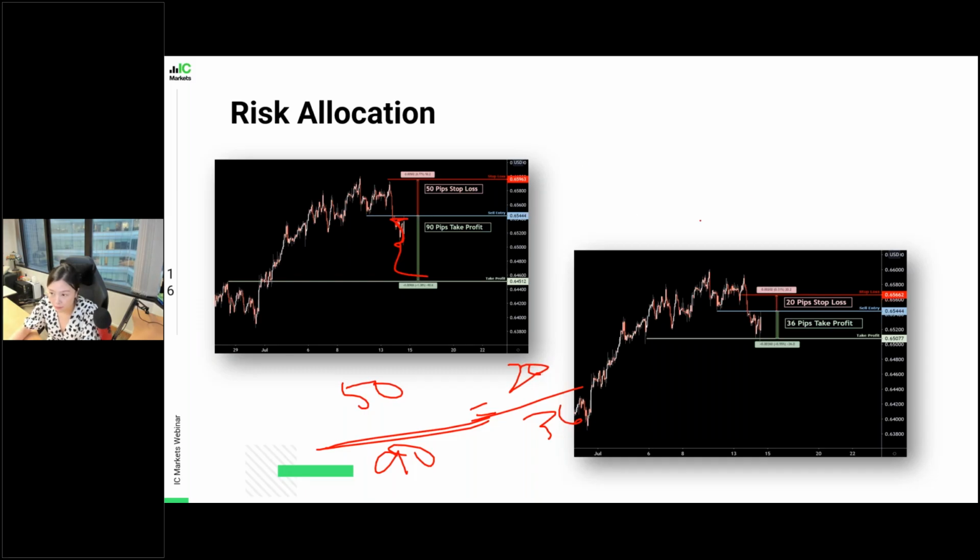So my point here is that it's not about how many pips you make. It doesn't mean that 90 pips is a lot. It's about your R to R, your risk to reward.